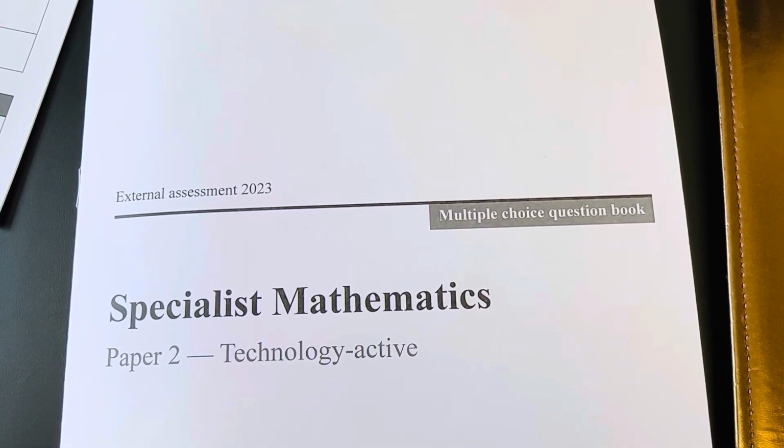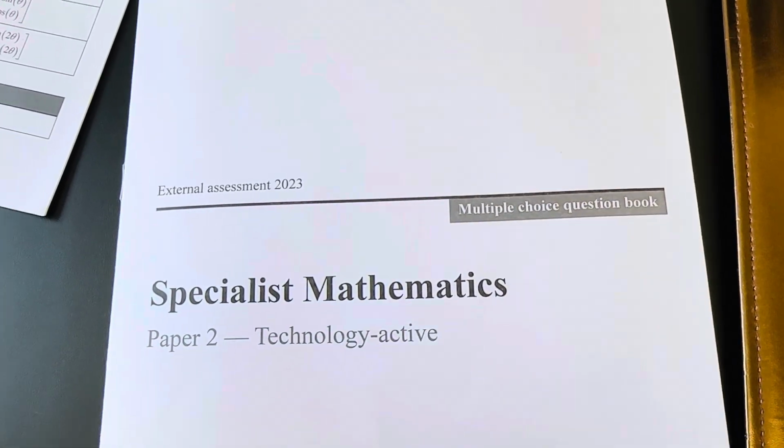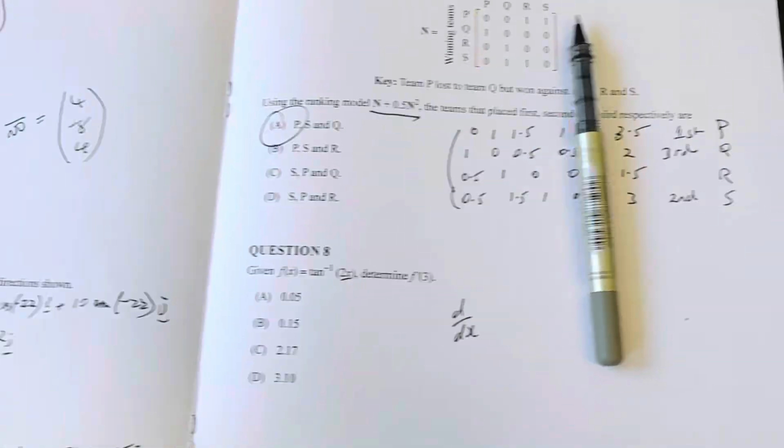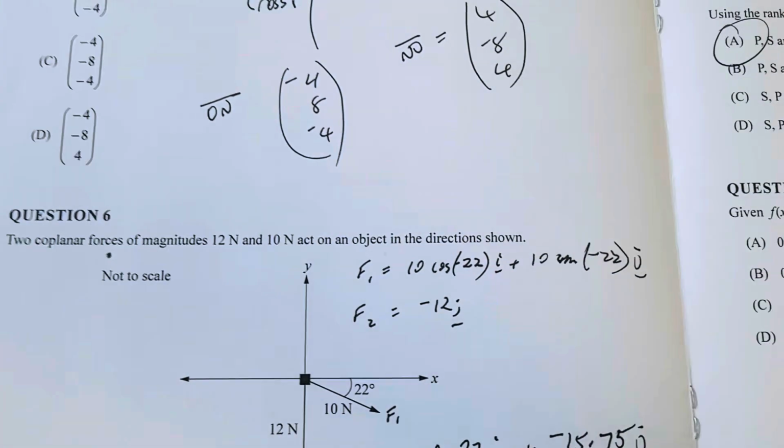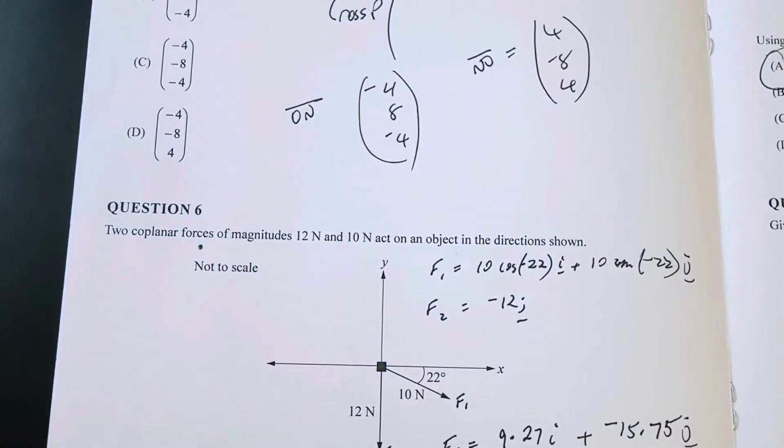Okay, Specialist Mathematics, Paper 2, Tech Active, Multiple Choice, 2023. We're doing questions 6 to 10. I made a mistake earlier, so this is my second go around. So we are written in here, so apologies for that.